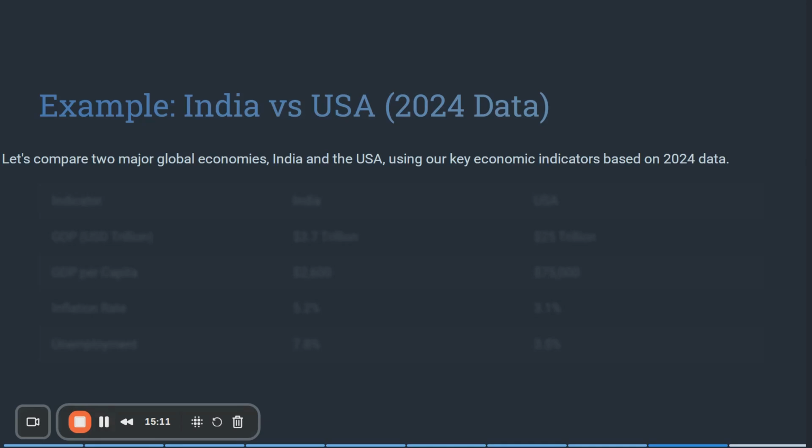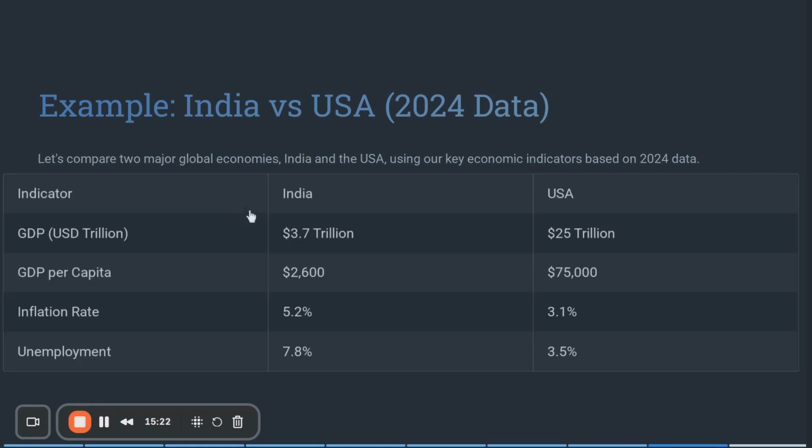First, India has $3.7 trillion, whereas the US has $25 trillion. GDP per capita of India is $2,600 and the USA has $75,000. The inflation rate in India is 5.2% and in the USA it is 3.1%. The unemployment rate is 7.8% in India, and in the USA it is 3.5%.